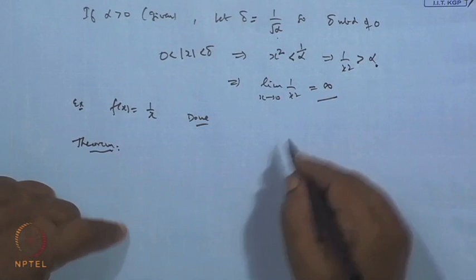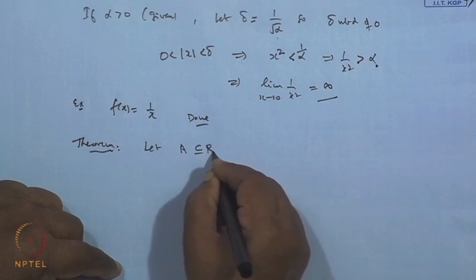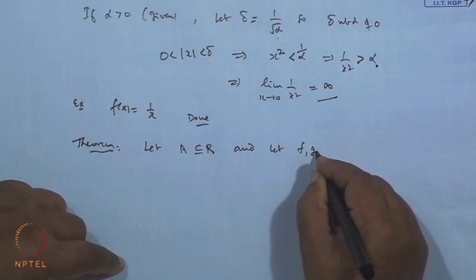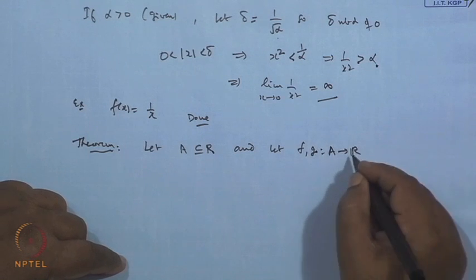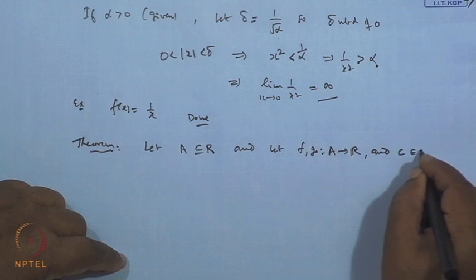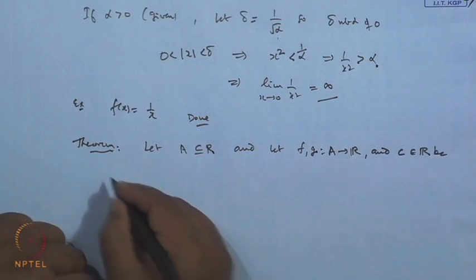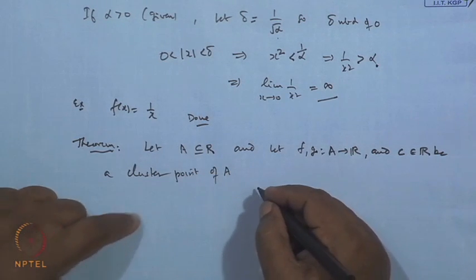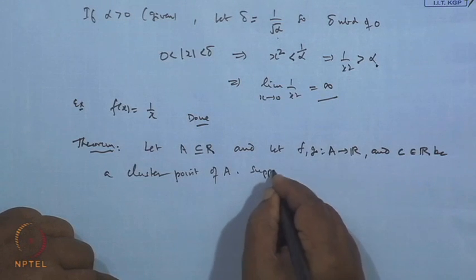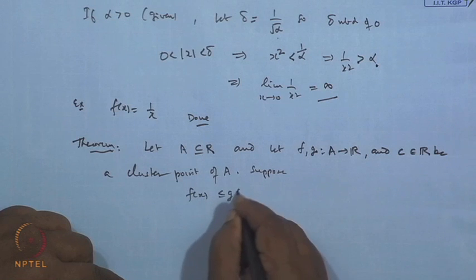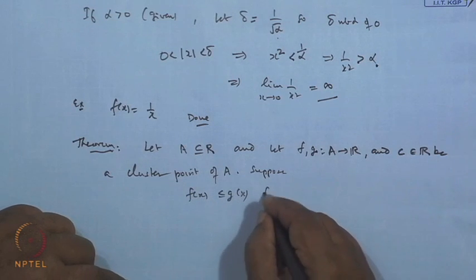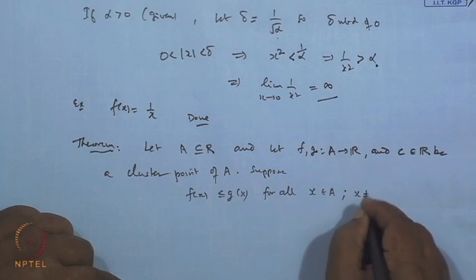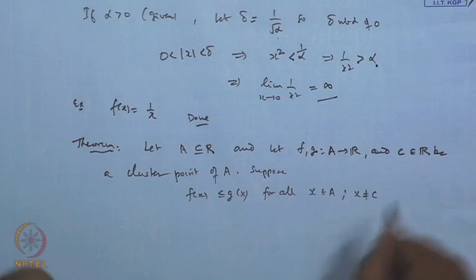In the form, let A, which is a subset of R, let f and g be mappings from A to R, and let c belongs to R be a cluster point of A. Suppose that f(x) is less than or equal to g(x) for all x belongs to A, but x is not equal to c.